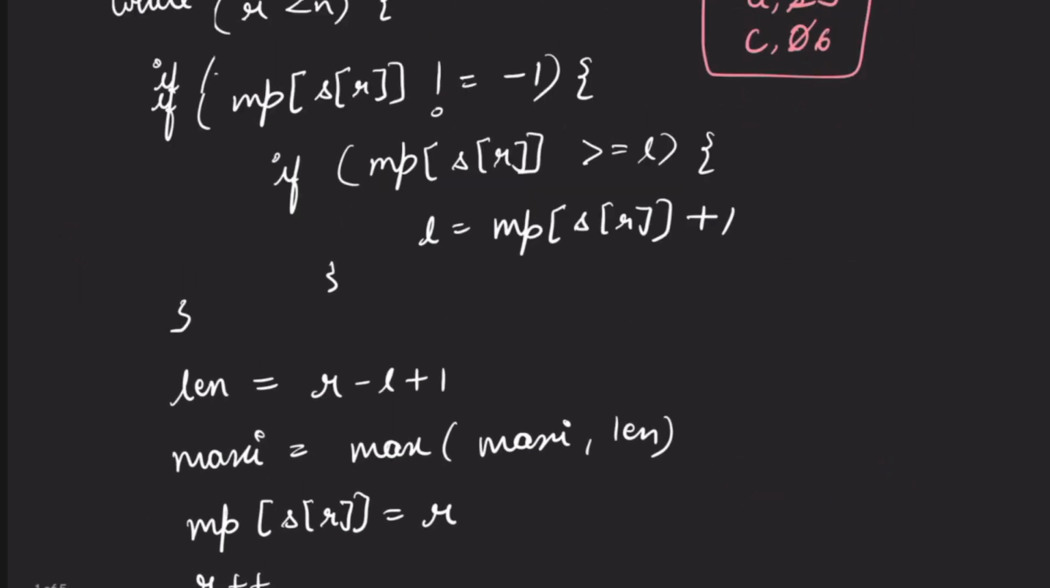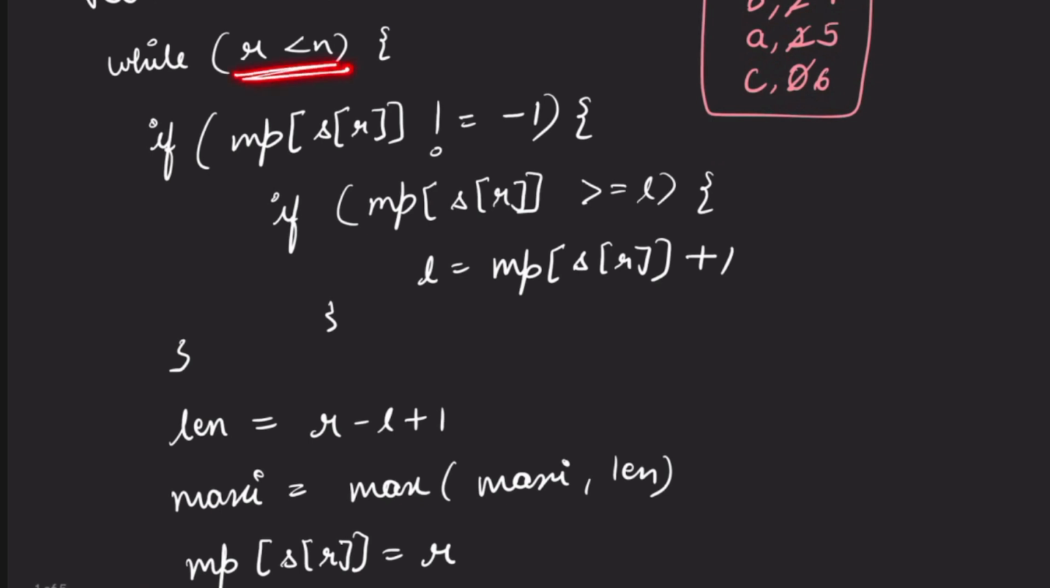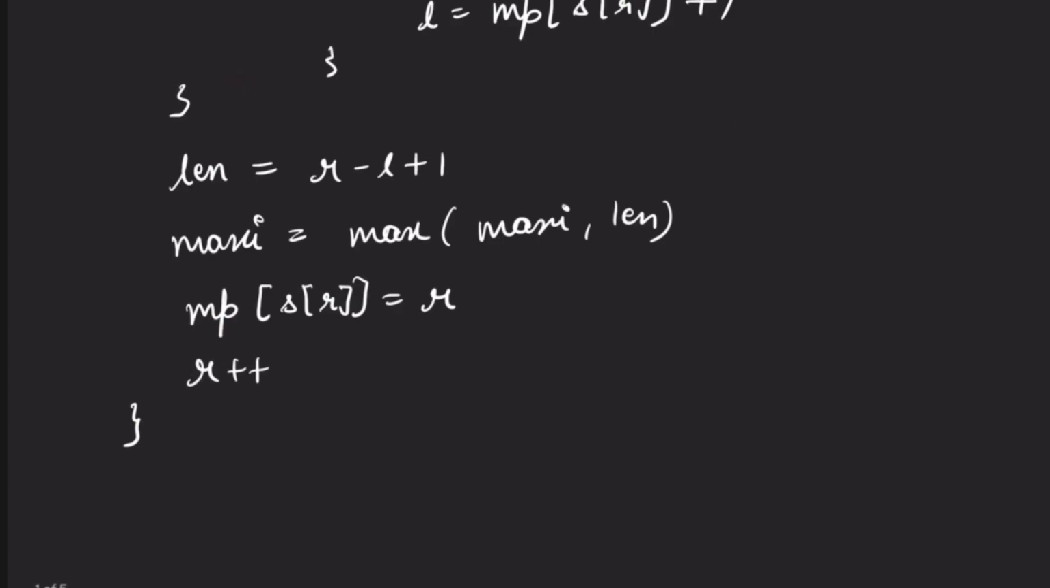So you will do this entire process until your R is within the range of the string. Once you reach the end of the string, we will stop, and at the end we will return the maximum length, which is stored in the variable maxi. So I hope you got the problem. So let's code it out now.